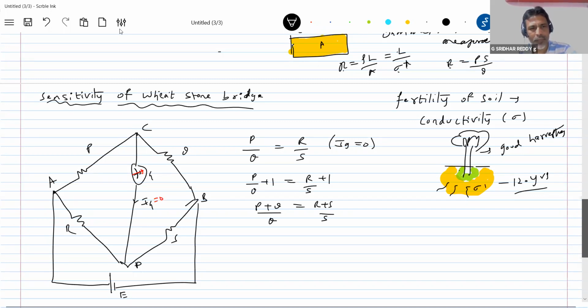Let me define what we mean by sensitivity here. For a small change in R, earlier the S was variable, no? Because there's an unknown distance. For a small change in R, if I get some large change in the galvanometer, meaning if the deflection in the galvanometer is appreciable and we are able to notice it very clearly, then you can say it's very sensitive. The bridge is more sensitive.